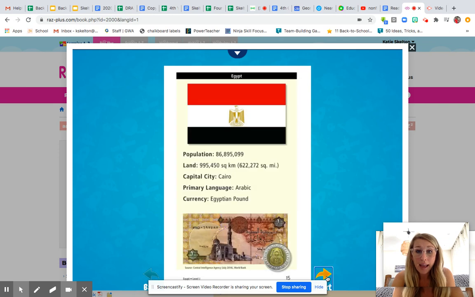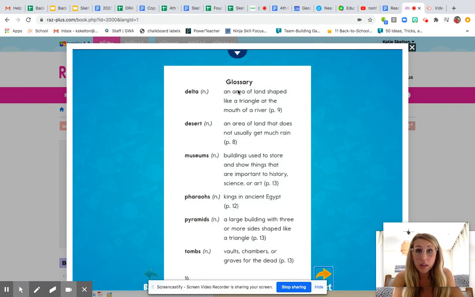Now, at the end of this book, there is another text feature called the glossary. And I assume you guys know what this is. This tells us what words mean in the text that you might not know. So, for example, our first word here is delta, and this gives us the definition, which is an area of land shaped like a triangle at the mouth of a river. It also tells us what page we can find this word on.